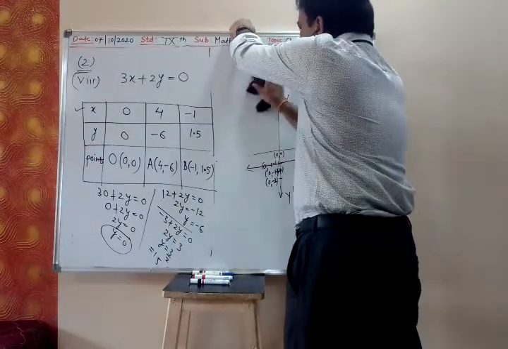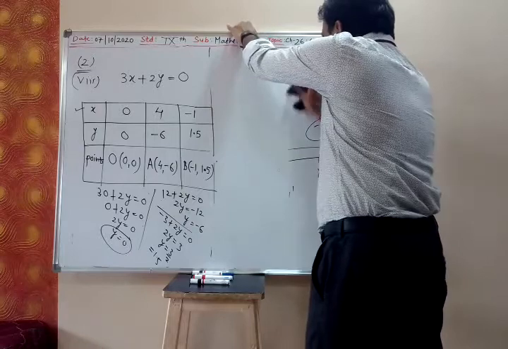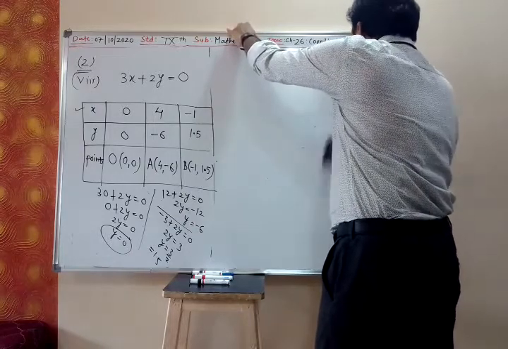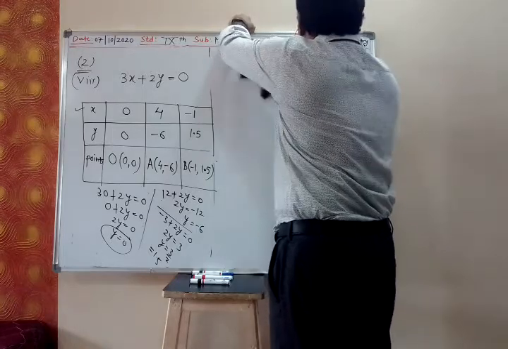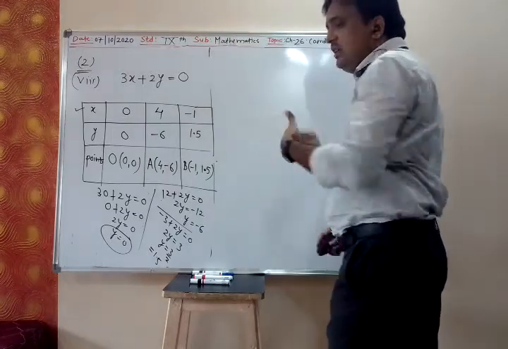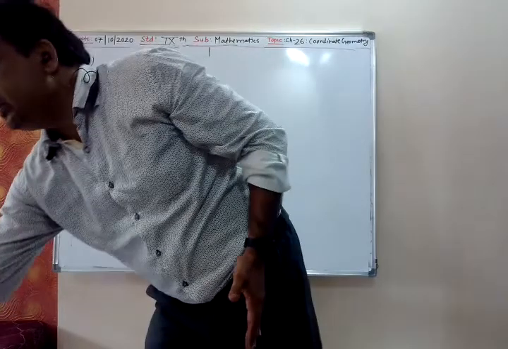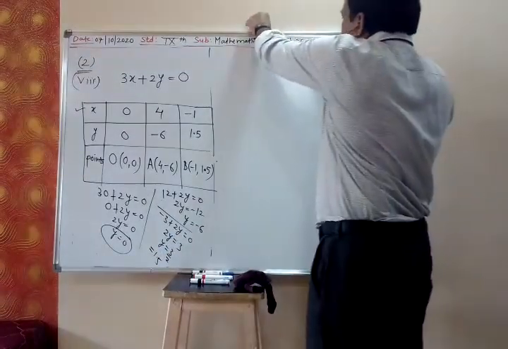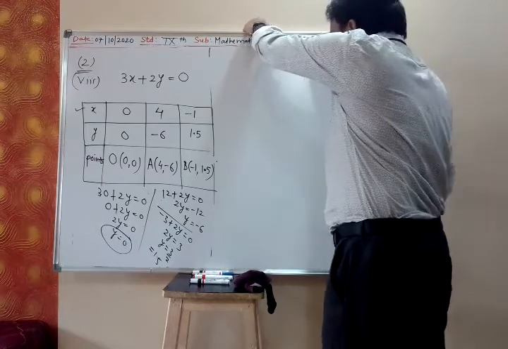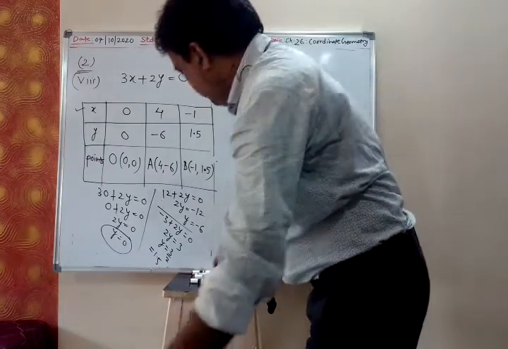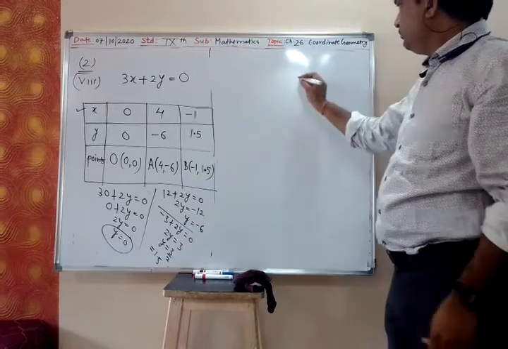To plot a straight line, we need to find 3 points. To find those 3 points, we consider a suitable value of x. Get the value of y by solving the equation. So we consider 3 different values of x. For 3 different values of x, we get 3 different values of y. We get the points A, B, C.